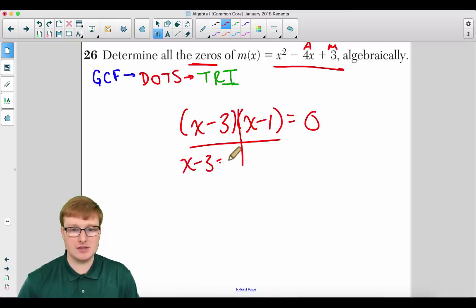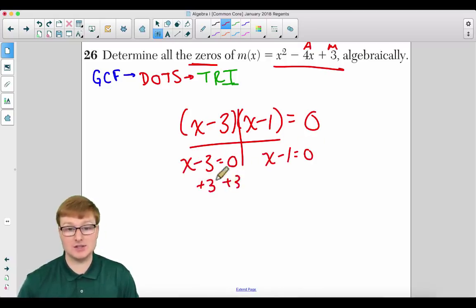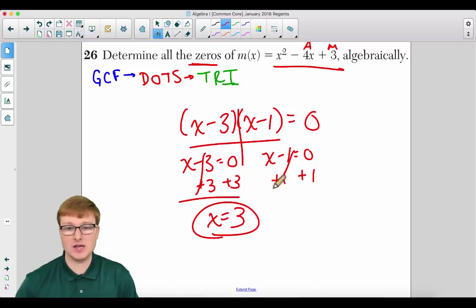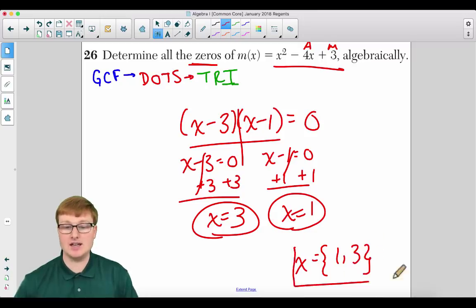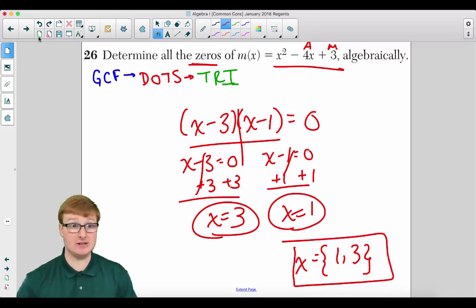We get x minus 3 is equal to 0, x minus 1 equals 0. Solve for x. We add the 3 on both sides, we get x equals positive 3. Add the 1 on both sides, and we get x is equal to 1. So your answer is simply x is equal to the set {1, 3}. That is your answer, ladies and gentlemen. There's nothing more that you need to do.